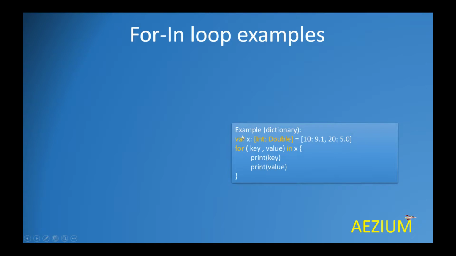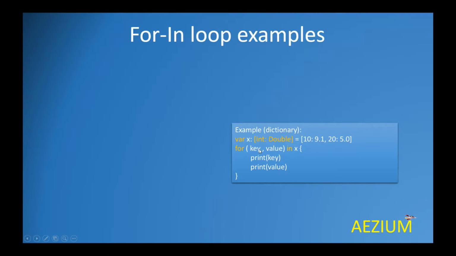Here's a second example where we use dictionaries instead of value ranges. So for a variable x of type dictionary of Int and Double, the for-in loop takes the values of the dictionary and assigns the key to the temporary parameter called key here, and the value of the dictionary entry to the temporary parameter called value here.